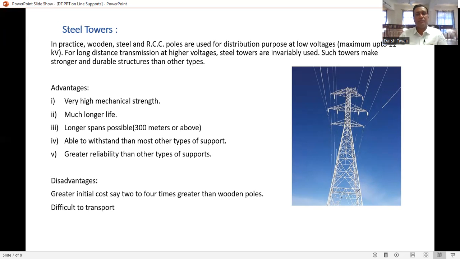Some disadvantages are also with steel towers, which are greater initial cost, say about 2 to 4 times greater than wooden poles. That means they are quite costly and also difficult to transport. These are some disadvantages of steel towers.